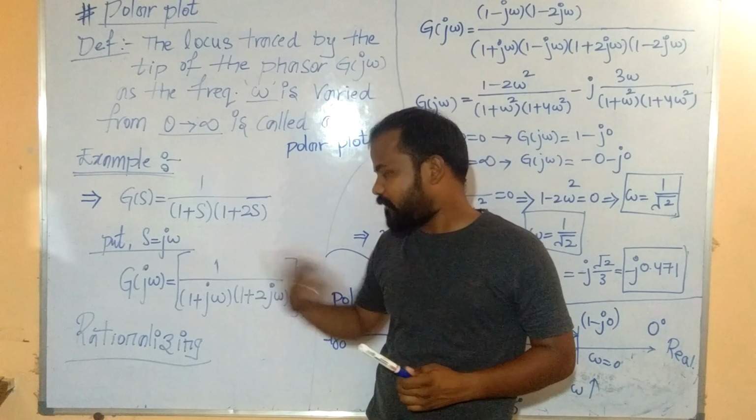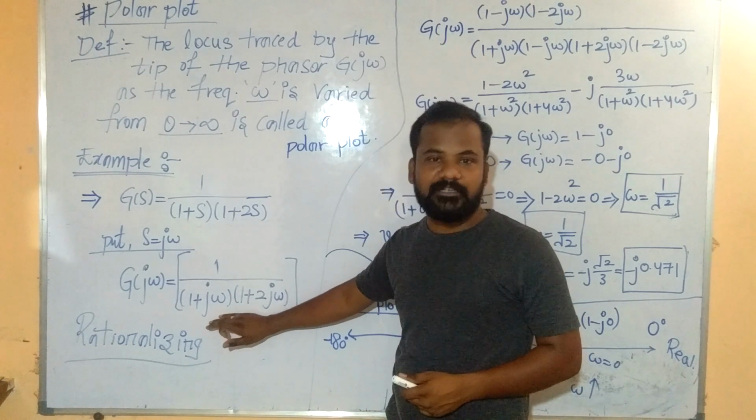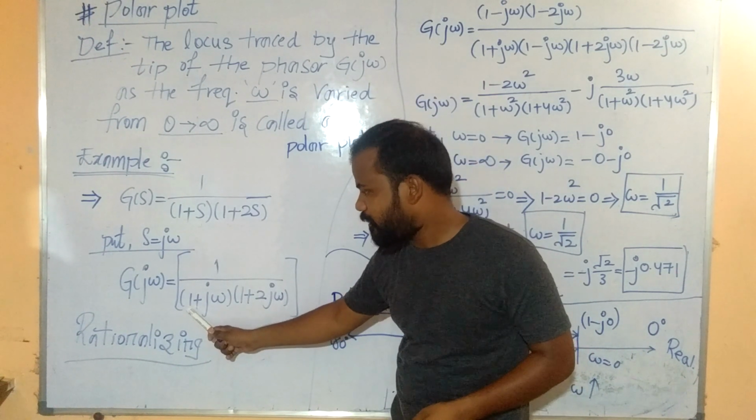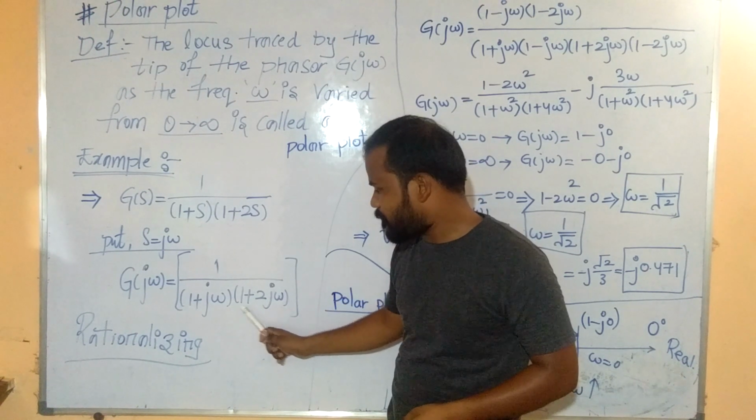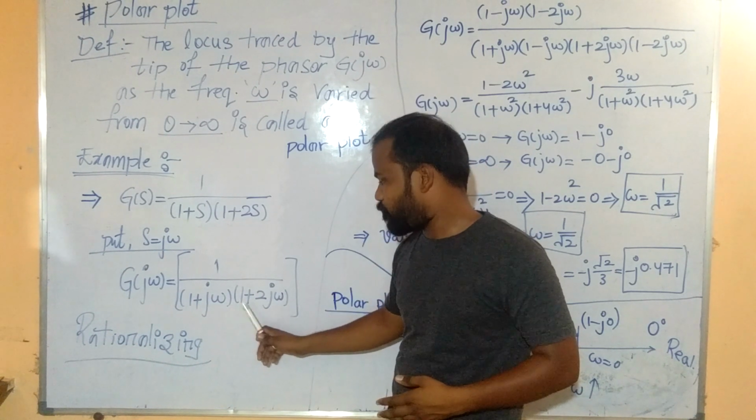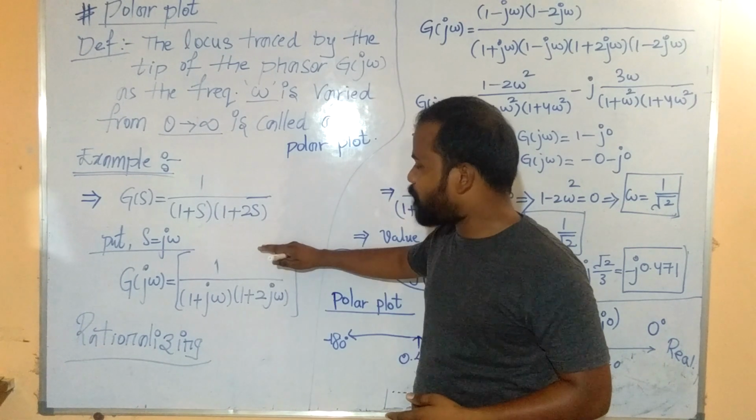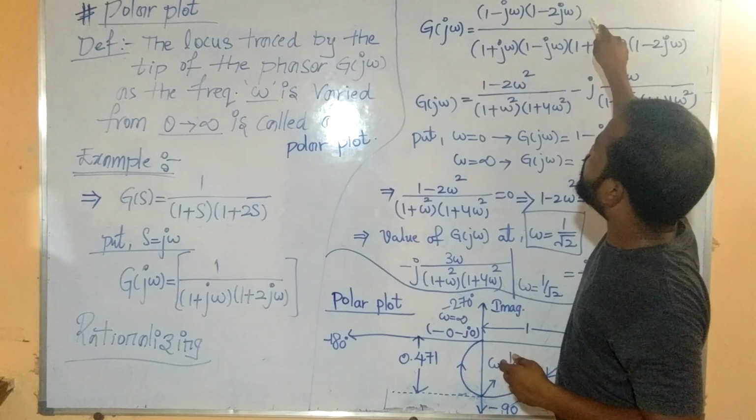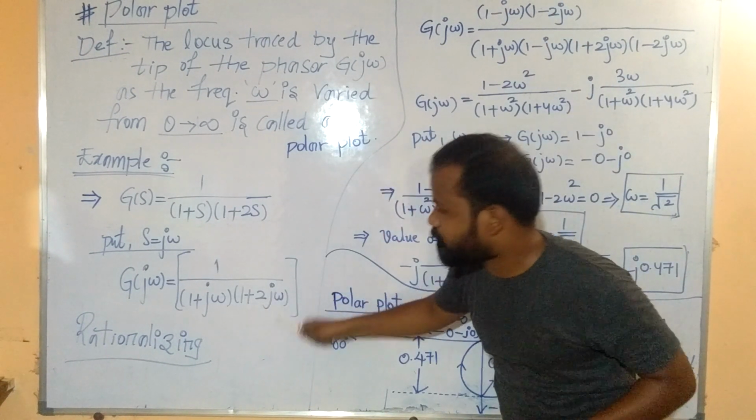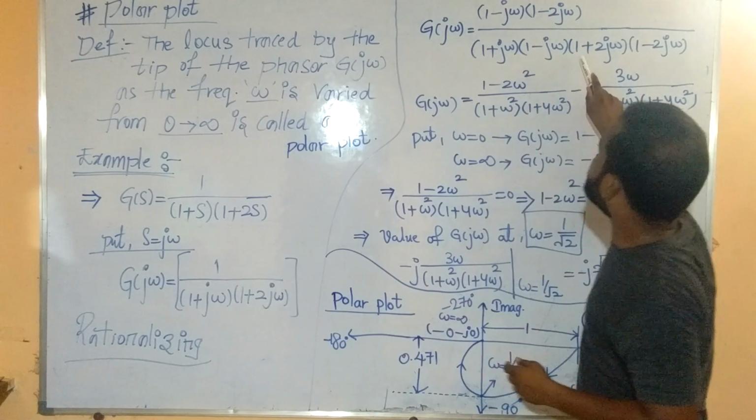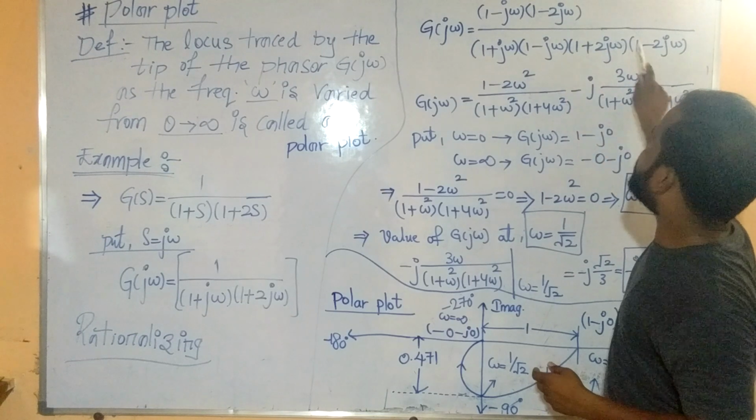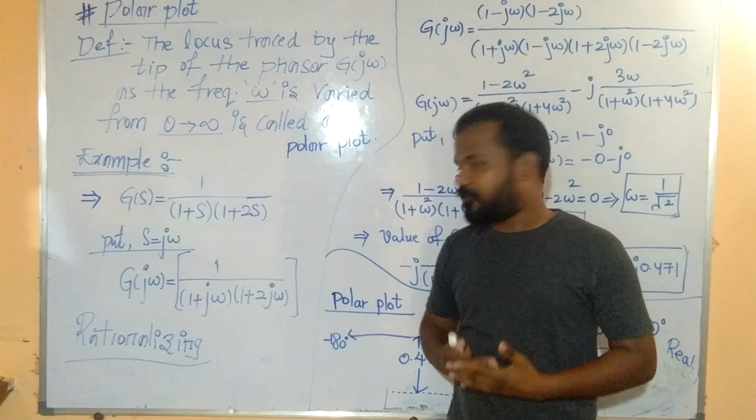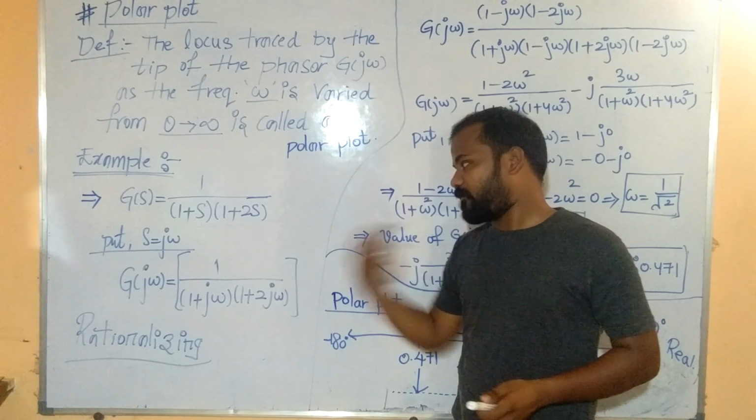You already know what rationalizing is. Consider the denominator: if the denominator consists of positive signs, then we have to consider negative signs. The denominator term is (1 plus j omega) into (1 plus 2 j omega), so we consider (1 minus j omega) into (1 minus 2 j omega). We multiply and divide the actual function by this term, so instead of the denominator (1 plus j omega)(1 plus 2 j omega), we rationalize with (1 minus j omega)(1 minus 2 j omega).